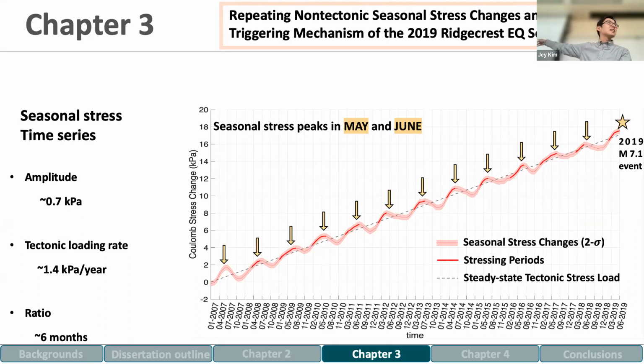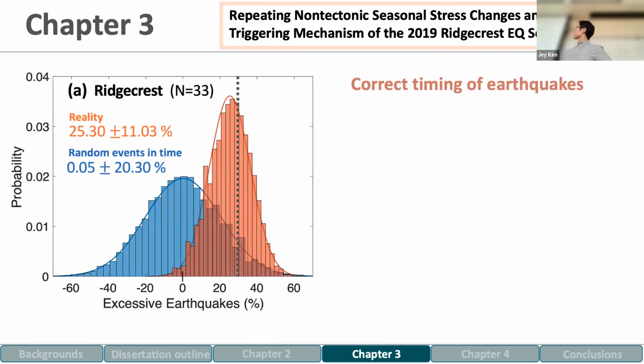Here our model has uncertainty, so we repeated this counting over and over again 100,000 times, and in each realization we added random error based on our model formal error. So first of all, I count how many more earthquakes actually occurred during the stressing period using the correct timing of earthquakes. And I obtained this distribution, the orange distribution, and it tells you that you have 25% plus minus 10% more earthquakes actually occurred during the stressing period.